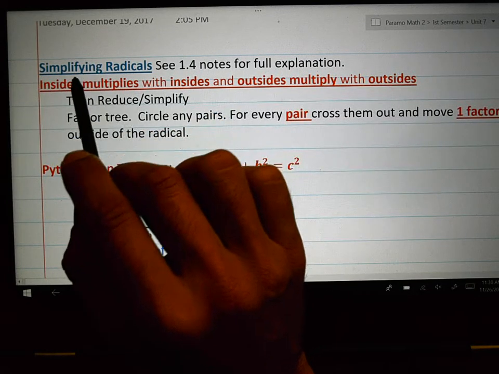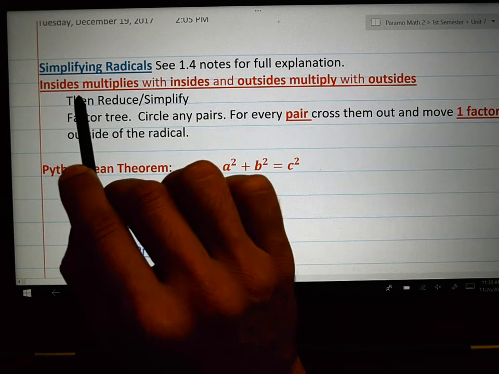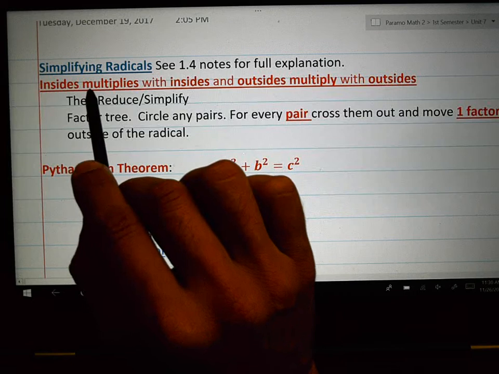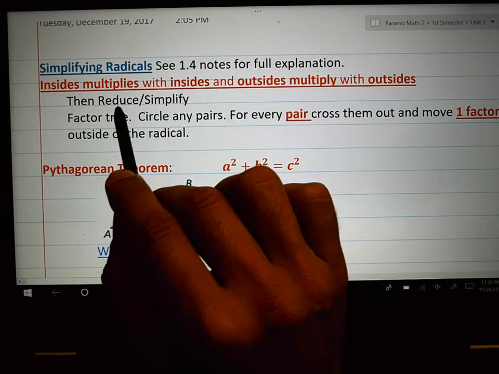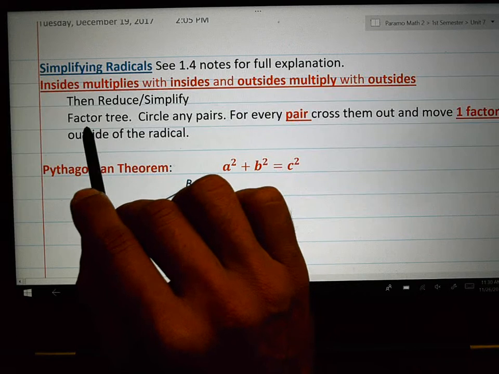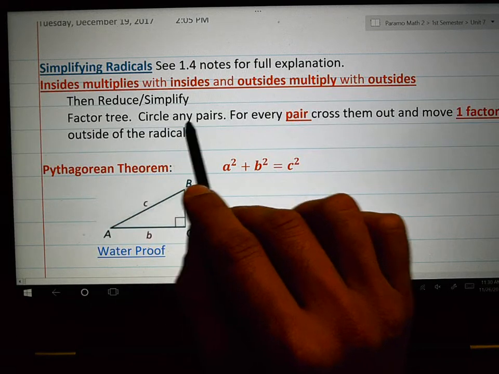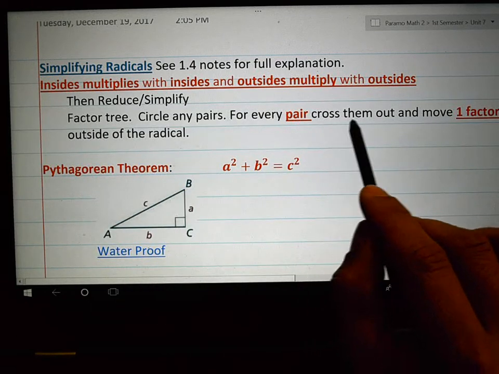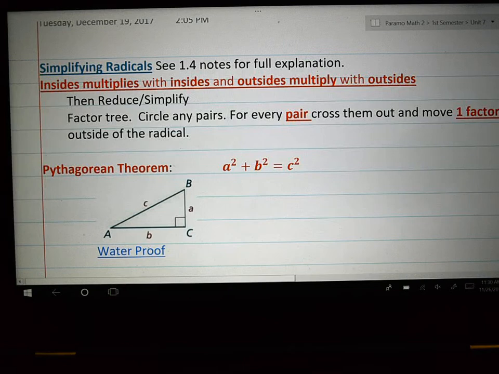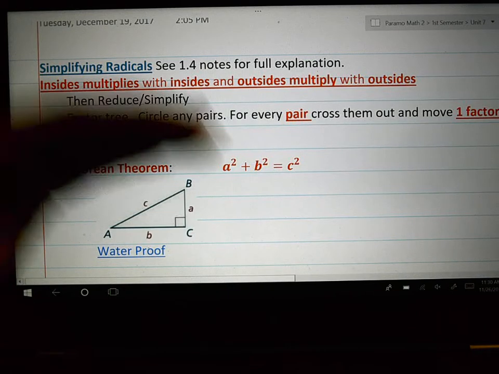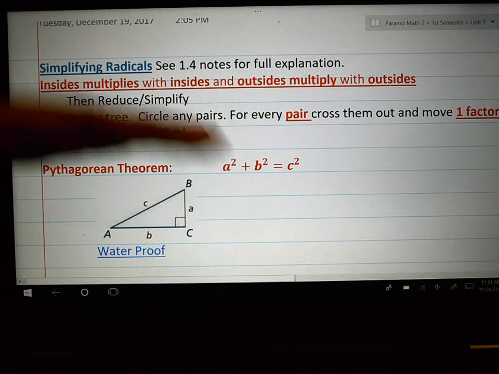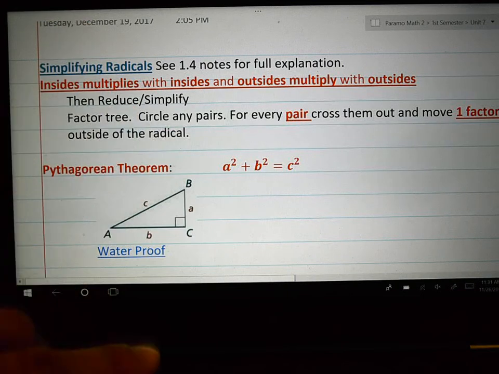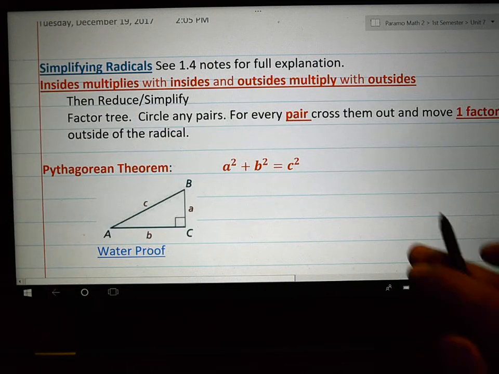So, to remind you, when you're simplifying radicals, you can reduce or simplify them by doing the factor tree, by circling any pairs. For every pair, we cross them out and move one factor outside the radical. That's what we did before in chapter 1, section 4. If you don't remember, go back there. I will show you at least two examples just to remind you how to do it.